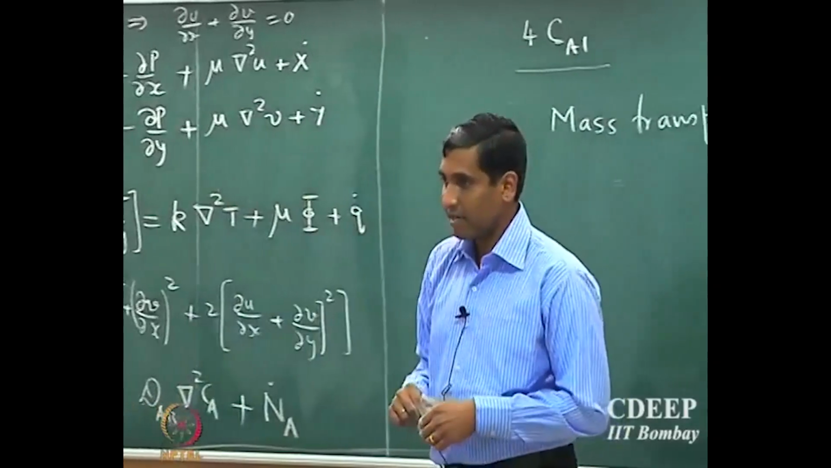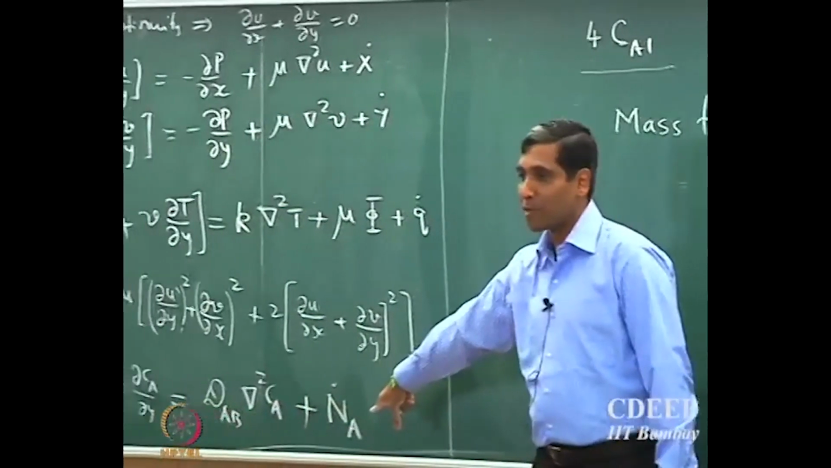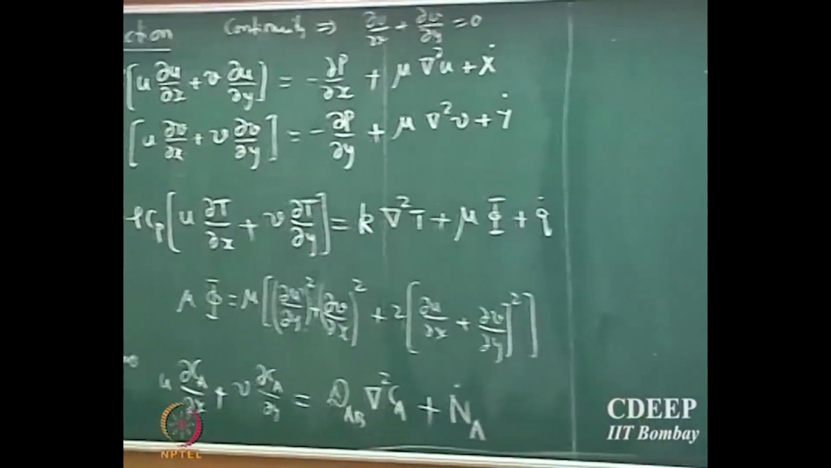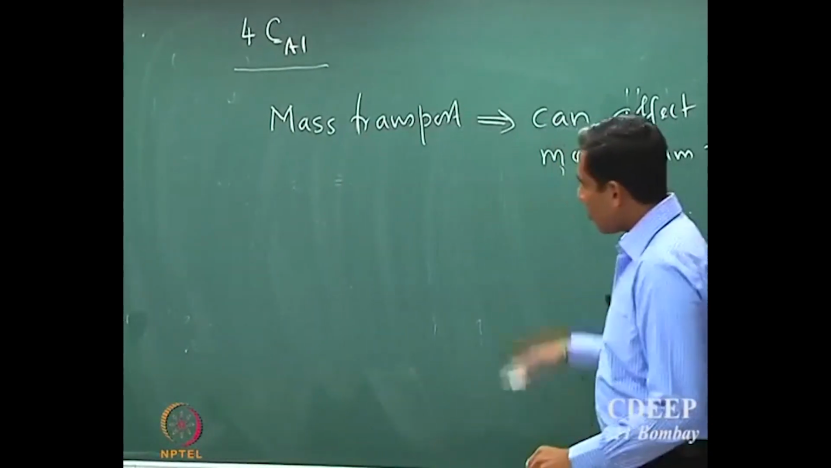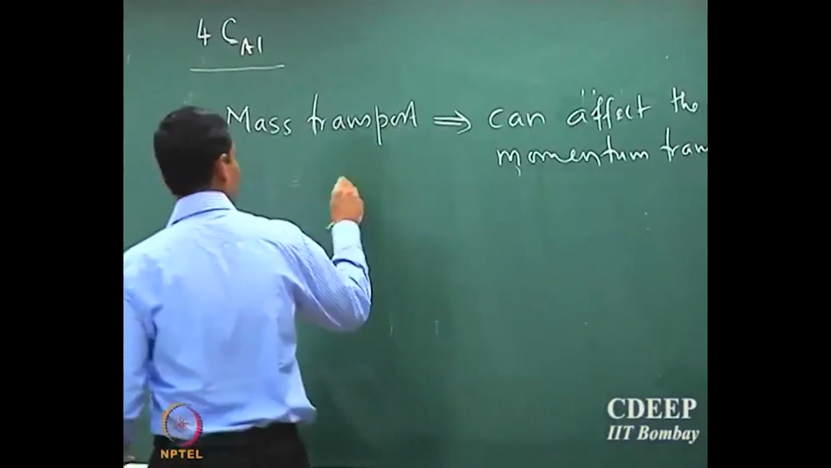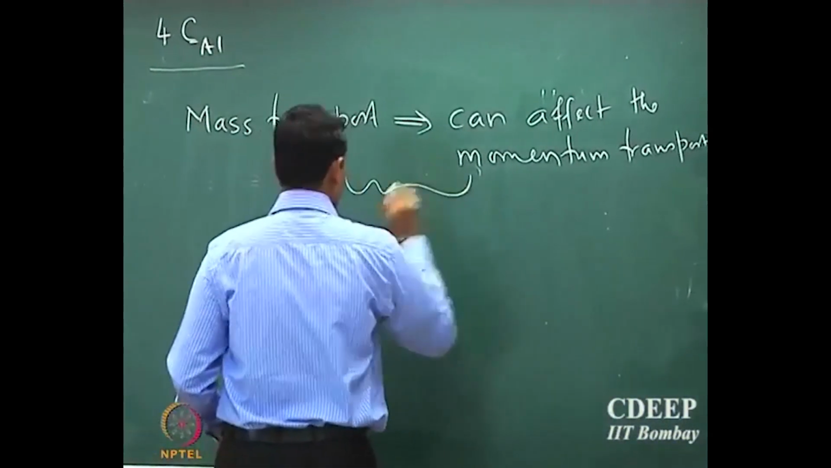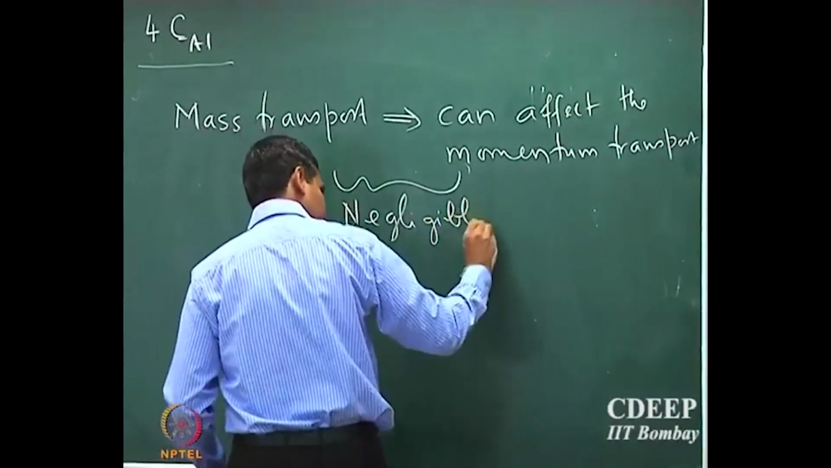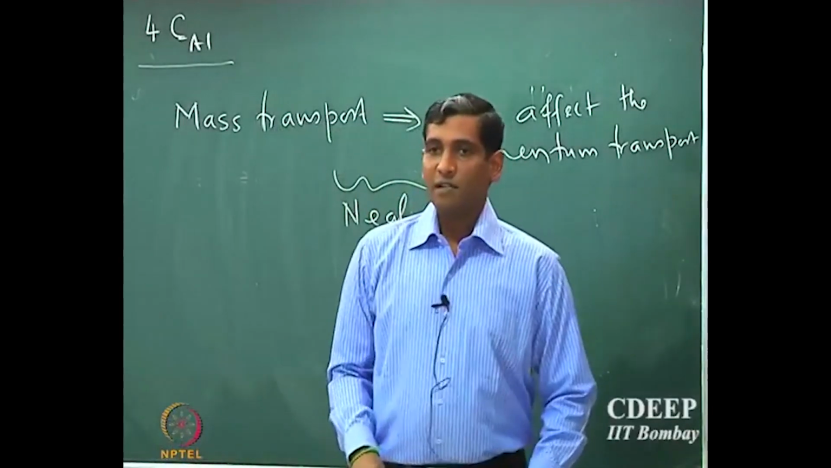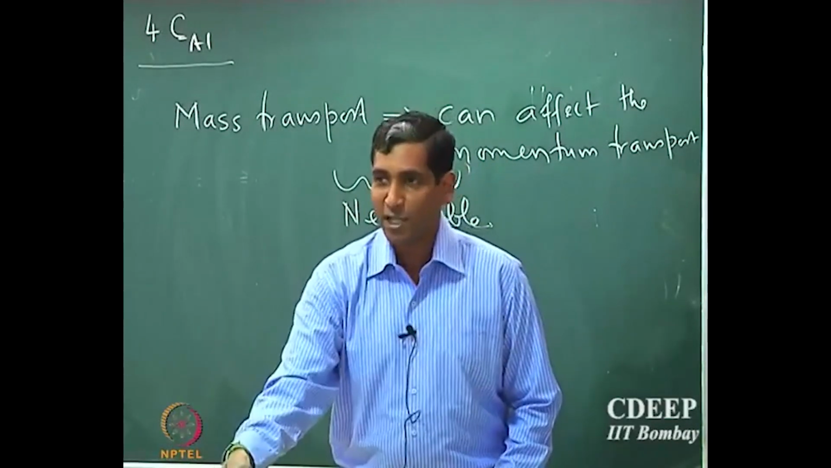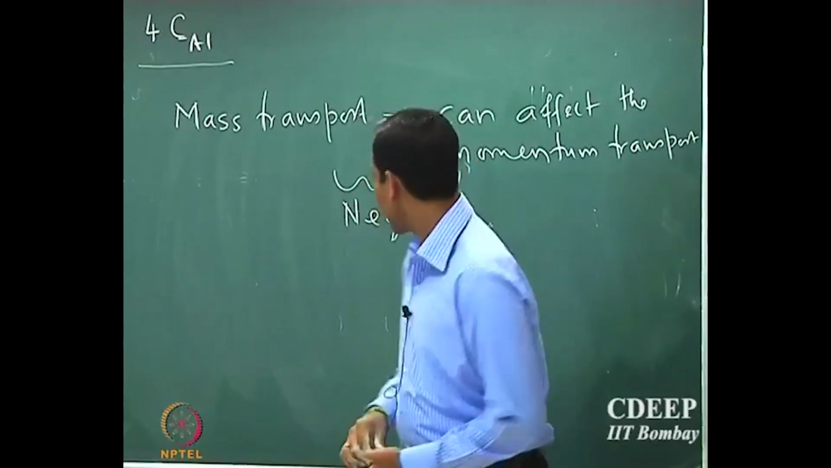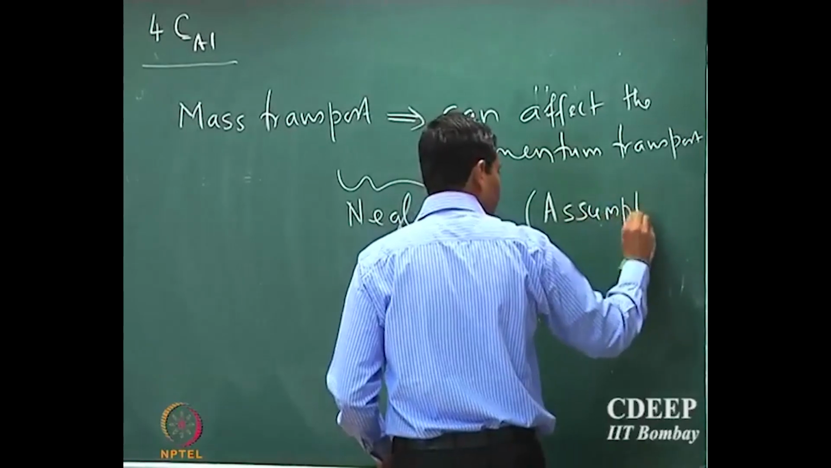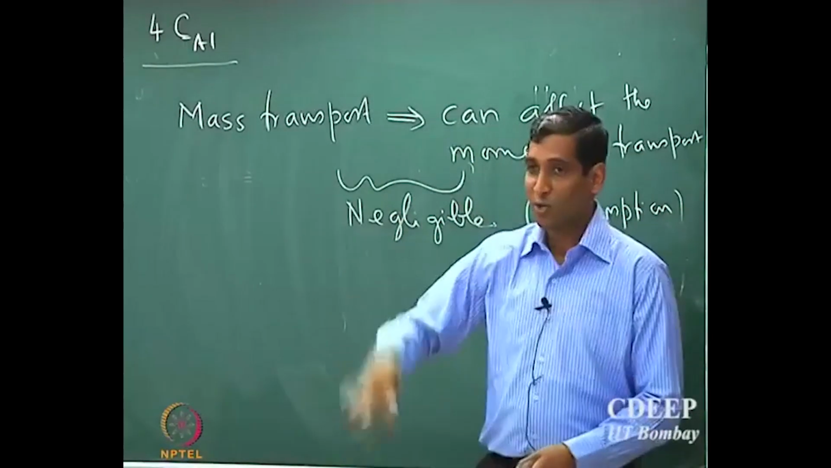Correct. But this one tells you that momentum transport affects the mass transport here. So they are of course coupled. For the course purposes, we are going to assume that this coupling is negligible. We are going to assume that the mass transport does not affect the momentum transport. This is an assumption that we are going to make, and in fact some of these assumptions would be relaxed in the advanced course. We will not do that here.